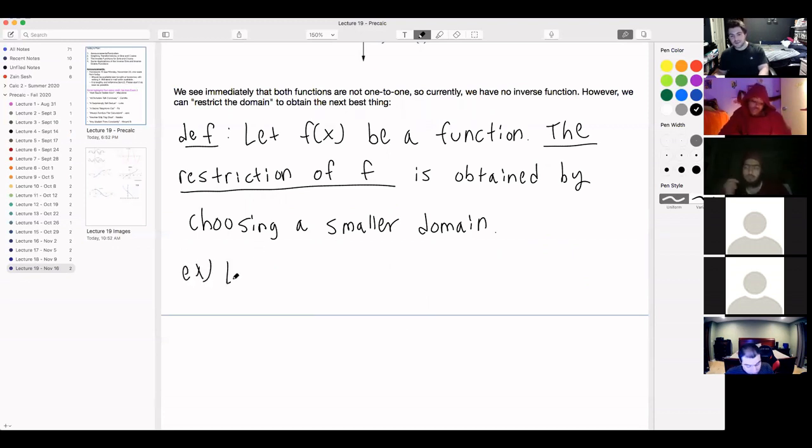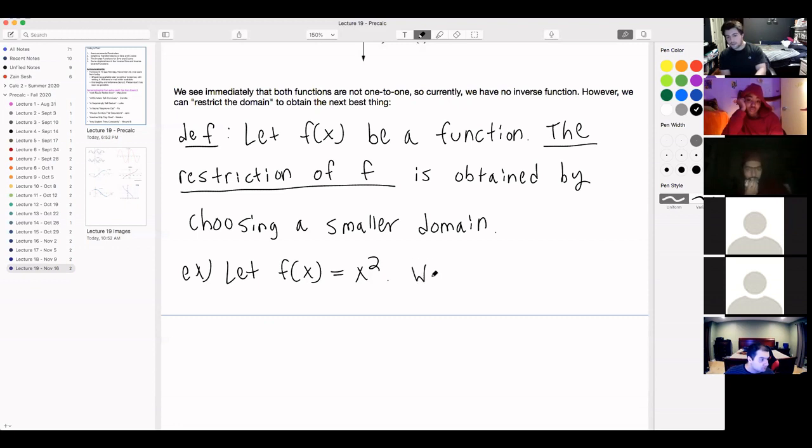So example: let f of x equal x squared. The good old parabola, a quadratic function. First of all, let me just say that the domain of this function x squared is all real numbers. I hope you agree. I can plug any real number into x squared without any problem. So the domain is minus infinity to infinity.